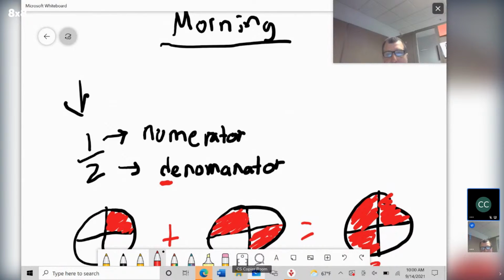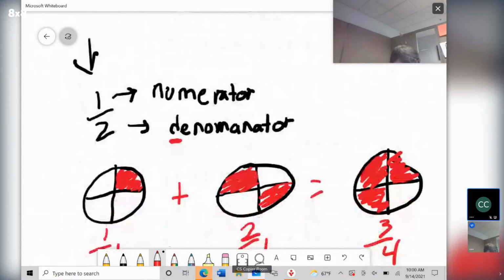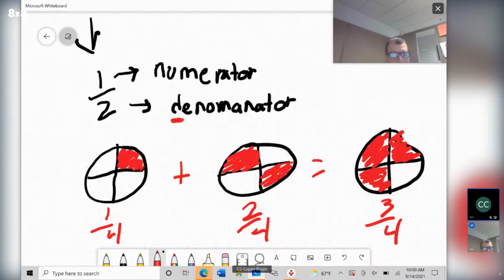Okay, so what that's going to look like is, right here, if we have 1/4 plus 2/4, like I said, the denominator is the same. You see 4 and 4. So all we're going to do is just add the top number, the numerator. So 1/4 plus 2/4 is 3/4.